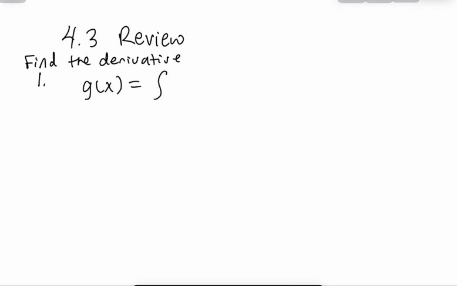So the first question on the quiz says to find the derivatives of each. Our first one, g of x, is the integral from 0 to x of t squared plus 2t dt. Now, if you looked at that, did the antiderivative to get what g of x was actually equal to, and then took the derivative, you could.